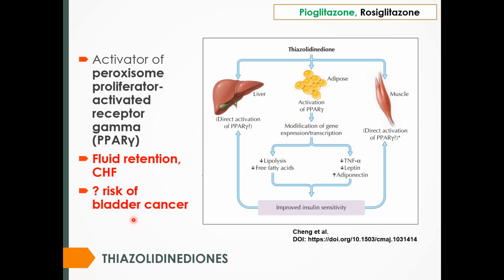Next group is thiazolidinediones: pioglitazone and rosiglitazone. Rosiglitazone is not used nowadays. It is banned in India due to increased cardiovascular mortality. Pioglitazone is still used nowadays, but with some question mark, like it probably has a risk of bladder cancer. So it has a black box warning.